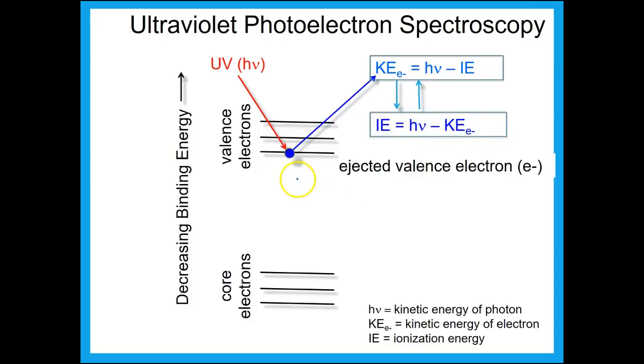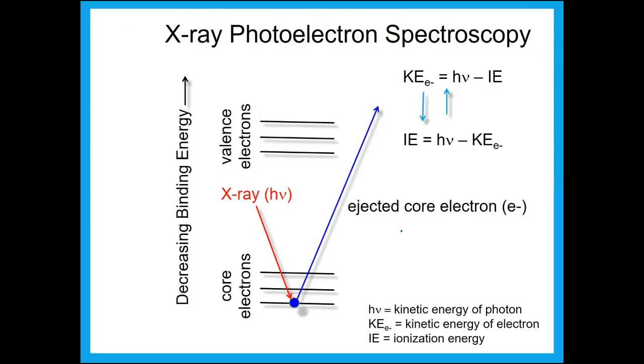So this is what we know. We also know that ejecting a valence electron takes less energy than a core electron. That means one closer to the nucleus. Valence is on the outside, core or inner on the inside. So we understand that to be true. So X-rays are used when we're trying to eject a core electron.